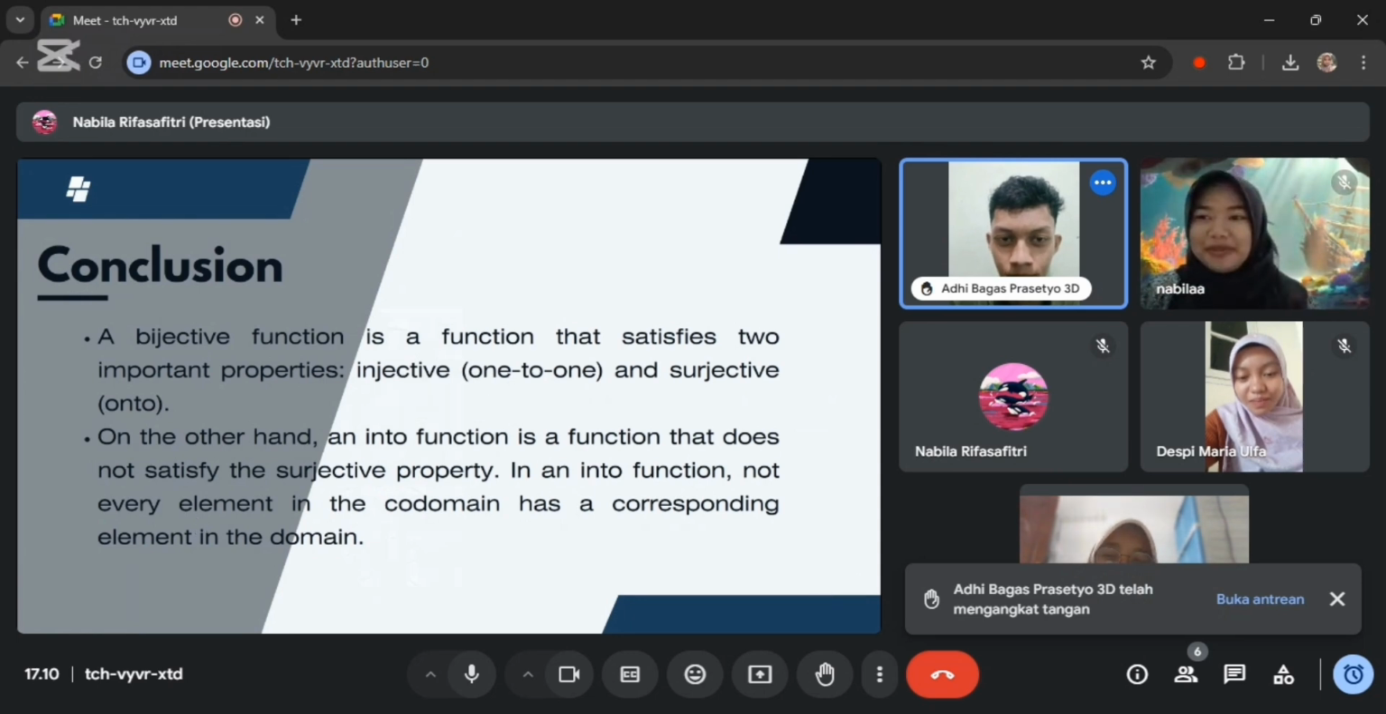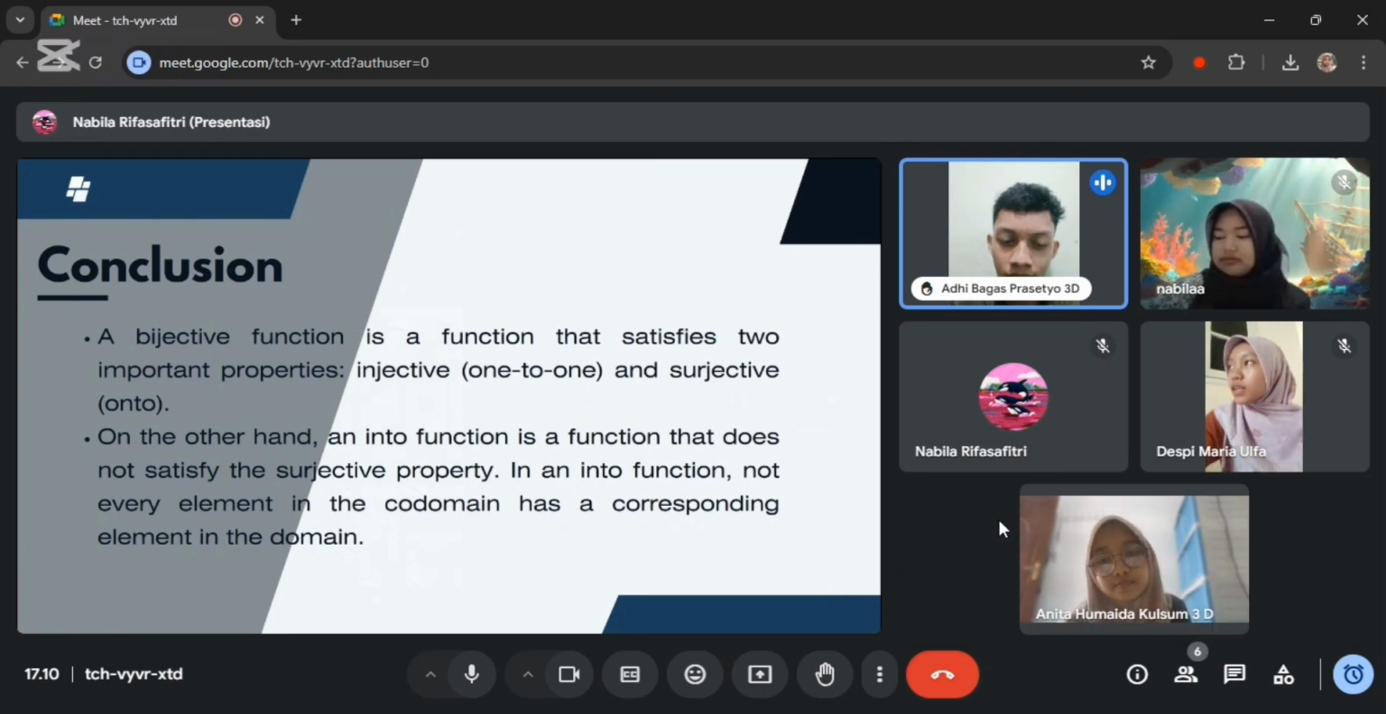Okay, bijective function is a function that satisfies two important properties: injective, one-to-one, and surjective, onto. And number two, on the other hand, an into function is a function that does not satisfy the surjective property. In an into function, not every element in the codomain has a corresponding element in the domain. Okay, thanks, Adi.